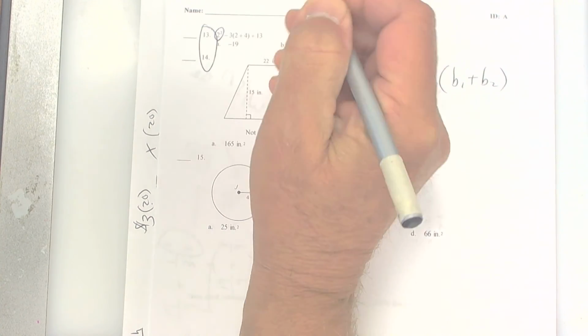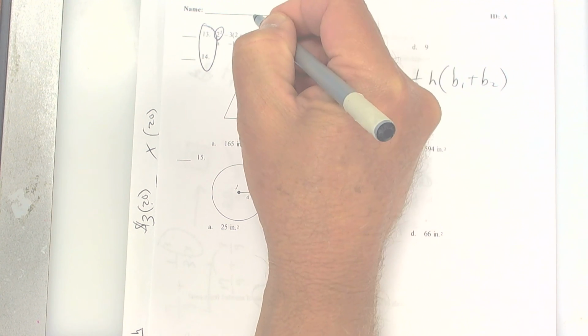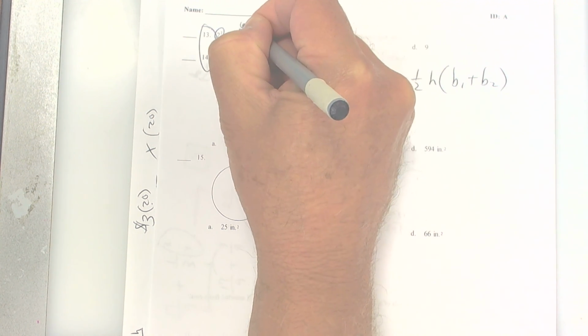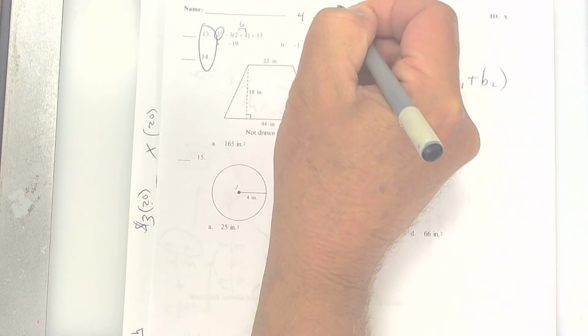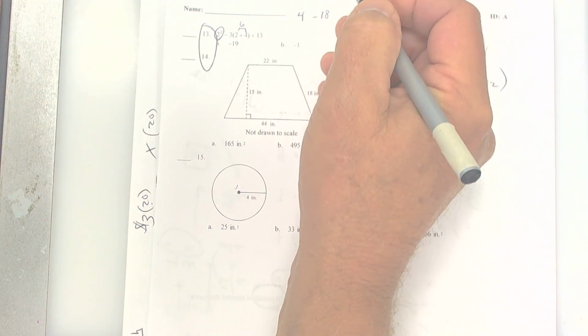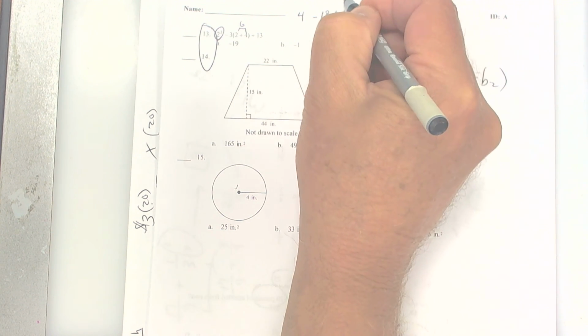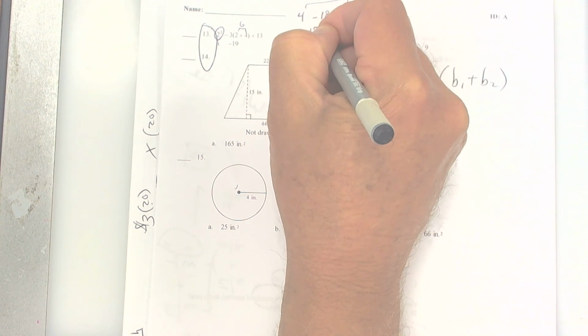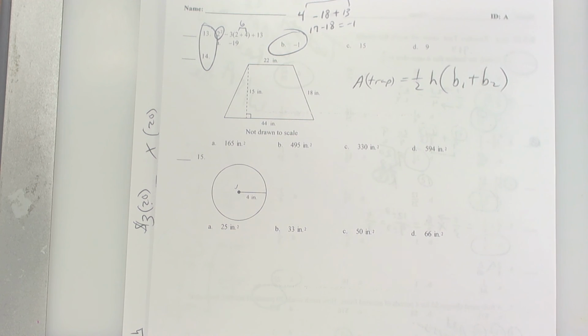2 squared is 4 minus, this is 6, and 6 times negative 3 is a negative 18. That's a negative 18 here, and then plus 13. So this and this is 17 minus 18 gives me a negative 1. That's the one I'm going to put down.